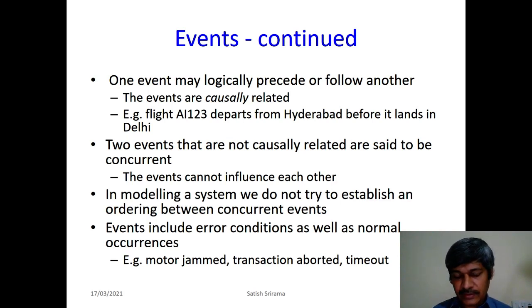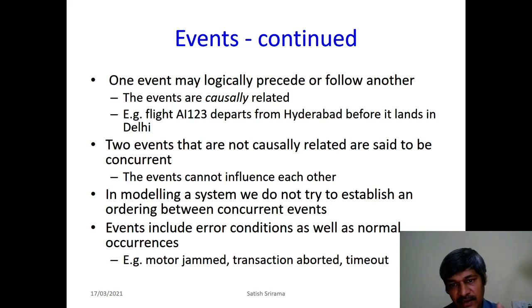another one. Say for example, flight A123 departs from Hyderabad. Then after some time, it lands in, say, Delhi. So flight A123 departing from Hyderabad is one event, and later, after some time, it lands in Delhi, which follows. Then these two events are said to be causally related. So an event happens after another event, or one happens before the other one. That's about causally related events.